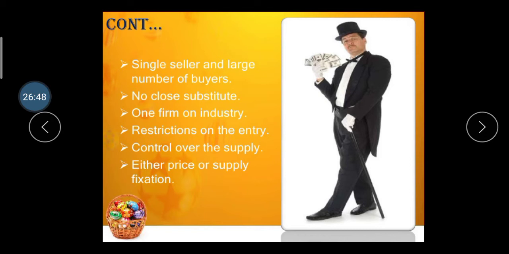One firm is the industry, because industry means different firms in one sector, but here one firm is the only firm in the market, so it is called the industry. Then there are restrictions on entry: any person or firm cannot enter this monopoly. They have control over the whole supply. They fix their price and their supply level.